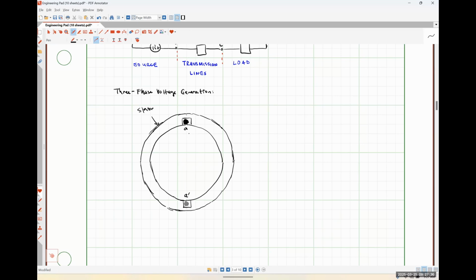Now, physically, 120 degrees away from this A phase terminal, I'm going to put my B terminal. So that should be somewhere in the ballpark of here. And I'm going to choose to do this guy in blue.